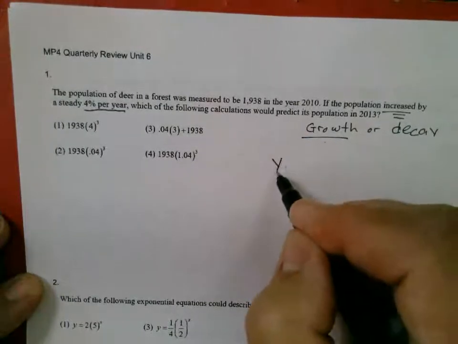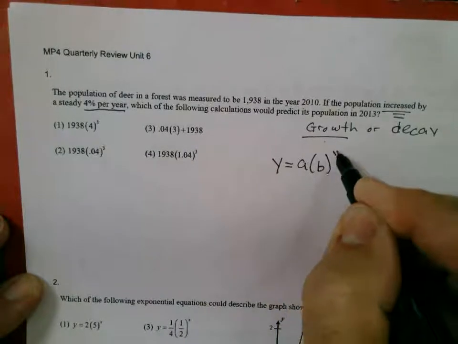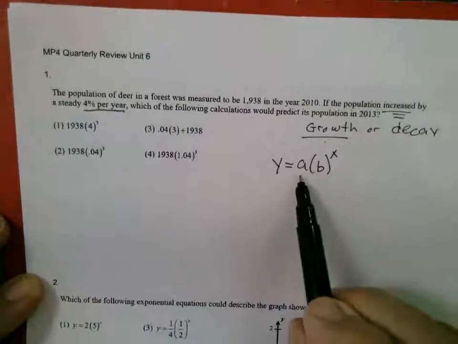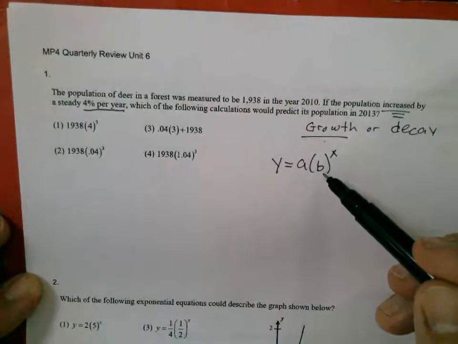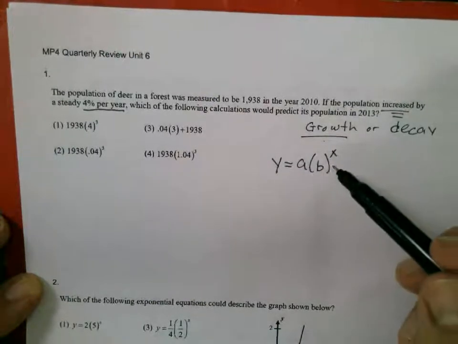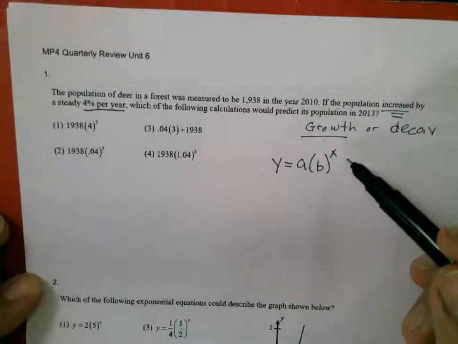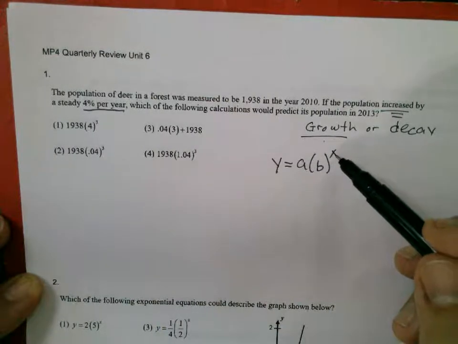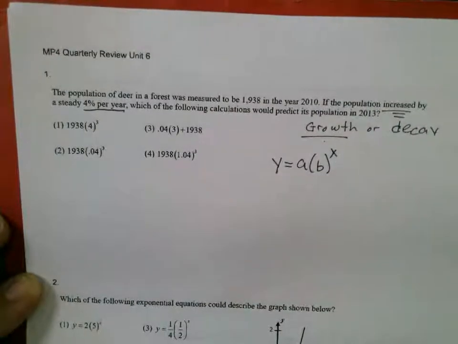So the general form of the equation is y equals a b raised to the x power, where a is the initial amount, b is the percentage. So for growth, it's 1 plus the percentage. For decay, it would be 1 minus the percentage. And then x is the time in whatever units we're using. So let's talk about some of these.